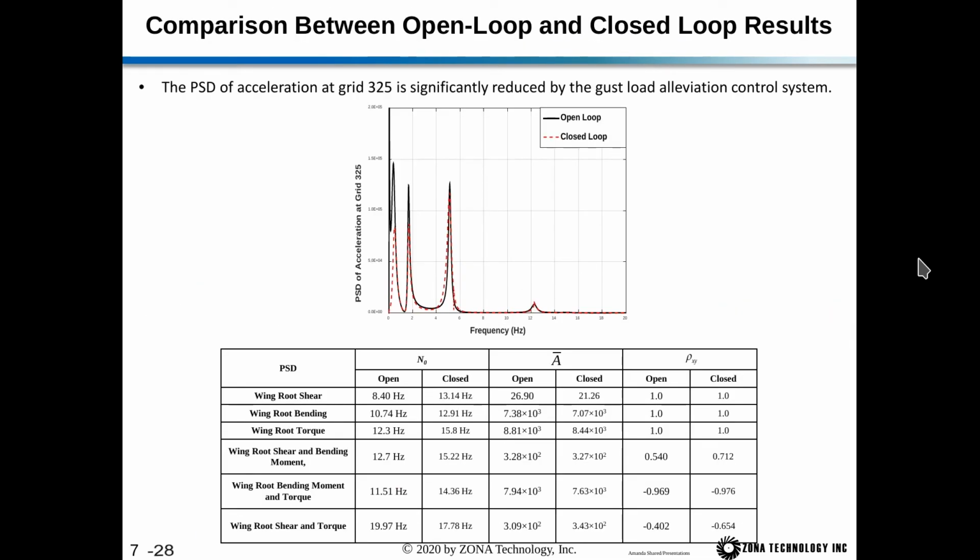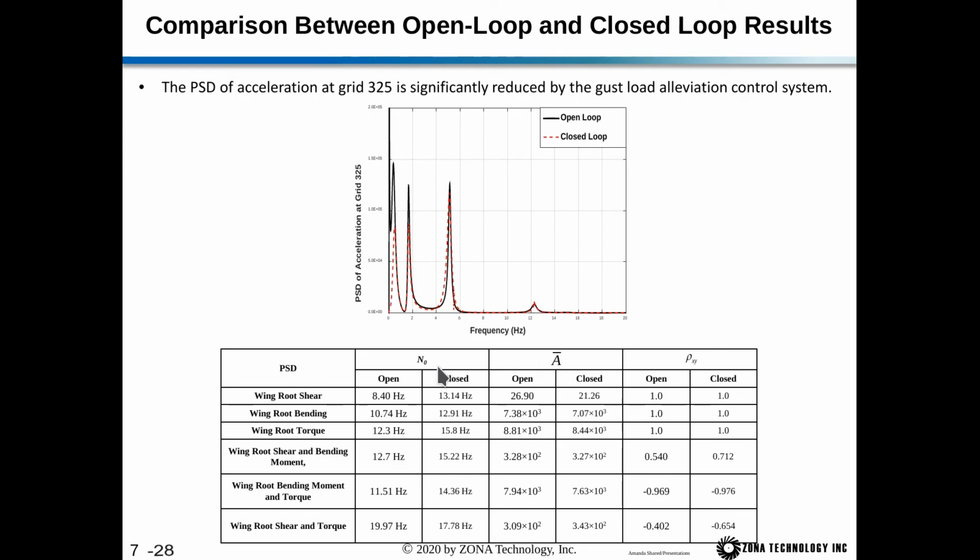And now if we compare the open and closed loop results, we'll look at the PSD of the acceleration at grid 325. It's significantly reduced by the gust load alleviation control system. So at these two low frequencies, about 0.3 Hertz, and then 1.8 Hertz, you can see the closed loop reduces that quite significantly. Out at about 5 Hertz, the response is similar, and then this peak at about 12.5 Hertz is also similar.